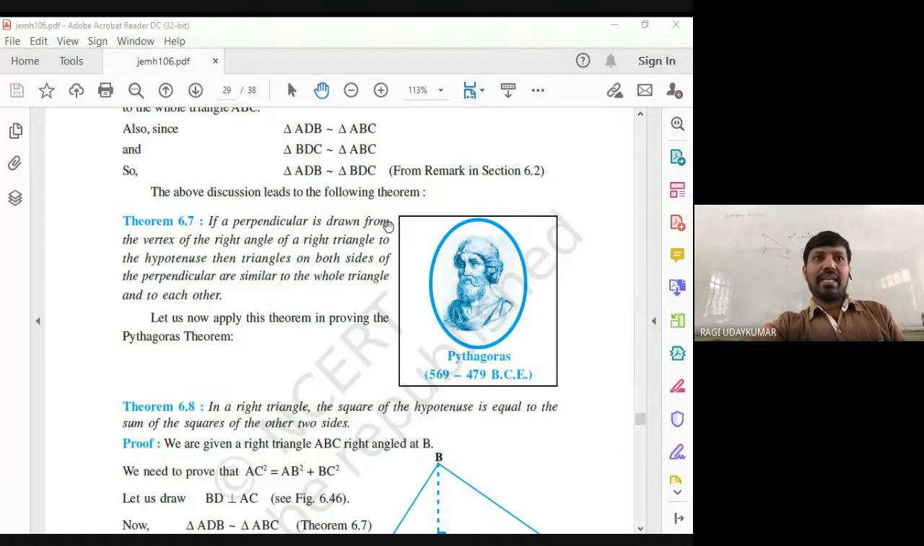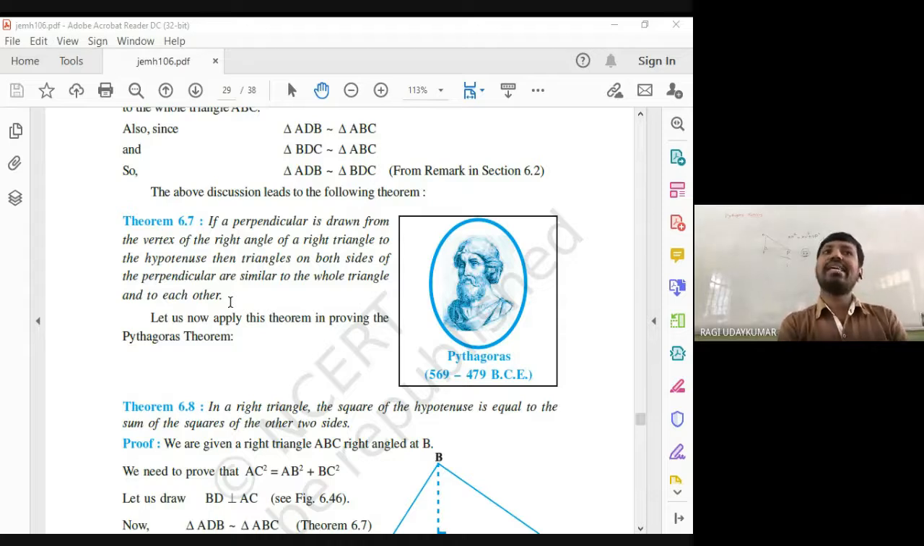If a perpendicular is drawn from a vertex of the right angle triangle to the hypotenuse, then the triangles on both sides of the perpendicular are similar to the whole triangle and to each other. One theorem. We have already discussed this theorem. Using this same theorem, after drawing a perpendicular in a right angle triangle, the two smaller triangles are similar to the bigger triangle.